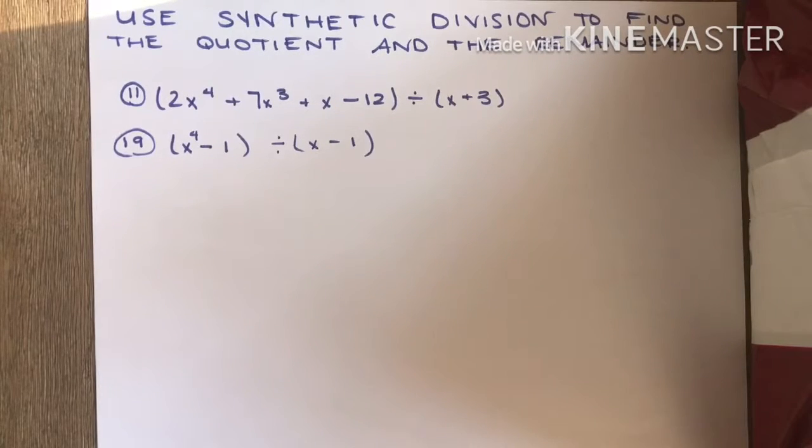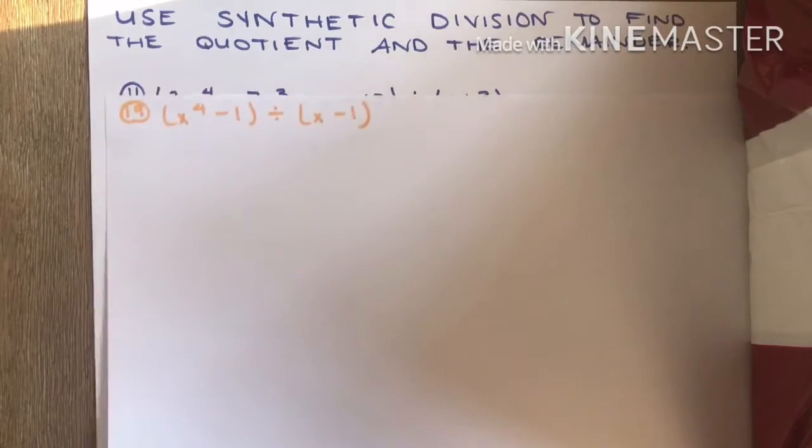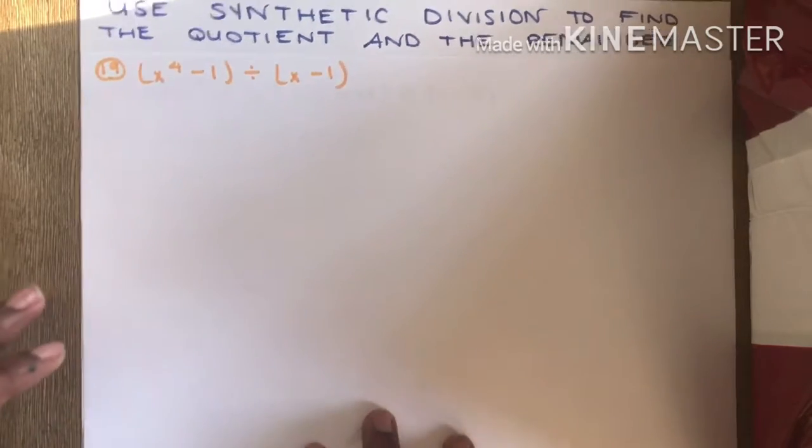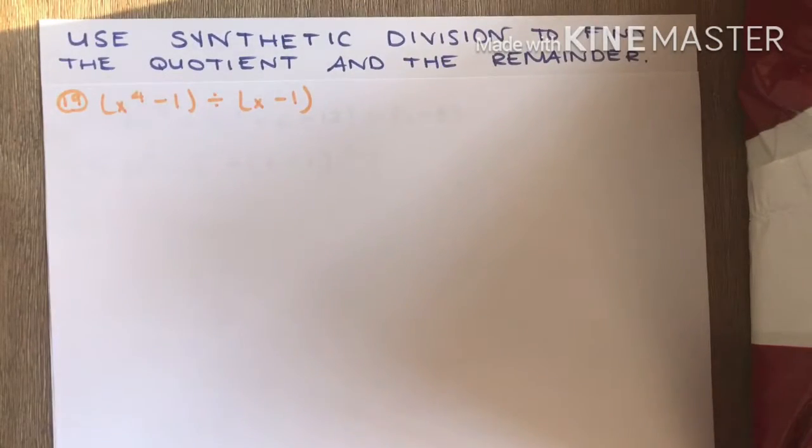Okay, so the directions of this problem say to use synthetic division to find the quotient and the remainder of both of the problems. So the quotient of a division problem is the answer. If in long division, it would be the numbers that you get on top of the line, and the remainder is what's left over or what does not fit in the actual problem. It's just the leftovers. So we're going to be starting with problem number 19, which is x raised to the 4th power minus 1 divided by x minus 1.